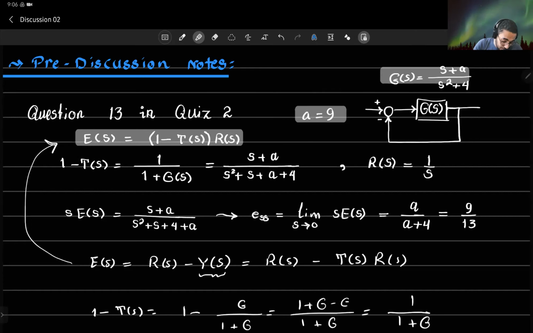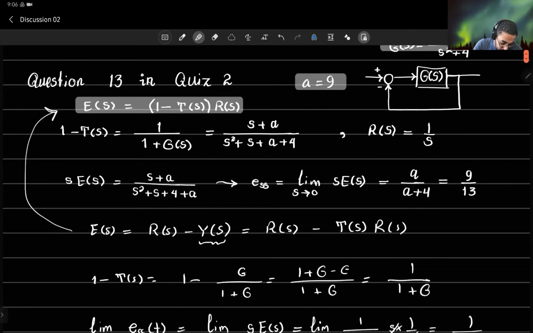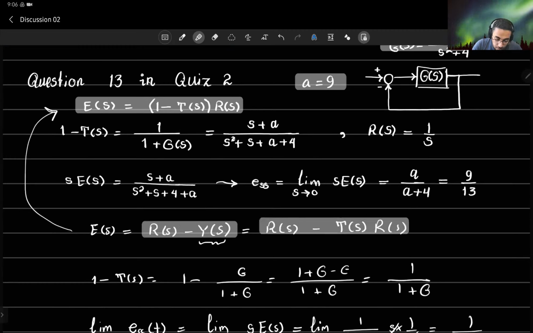We get that expression because the steady state error is just going to be equal to R of s minus Y of s. R of s is the input to the system. Y of s is the output. So the output is just going to be equal to T of s, which is the closed loop transfer function, times R of s, which is the input. So you take R of s as a common factor, you get the formula above.